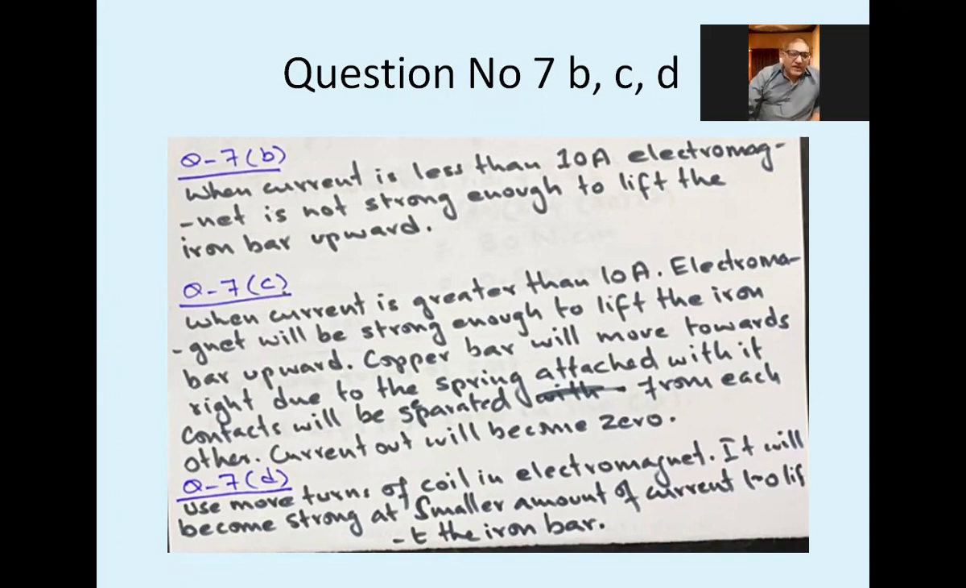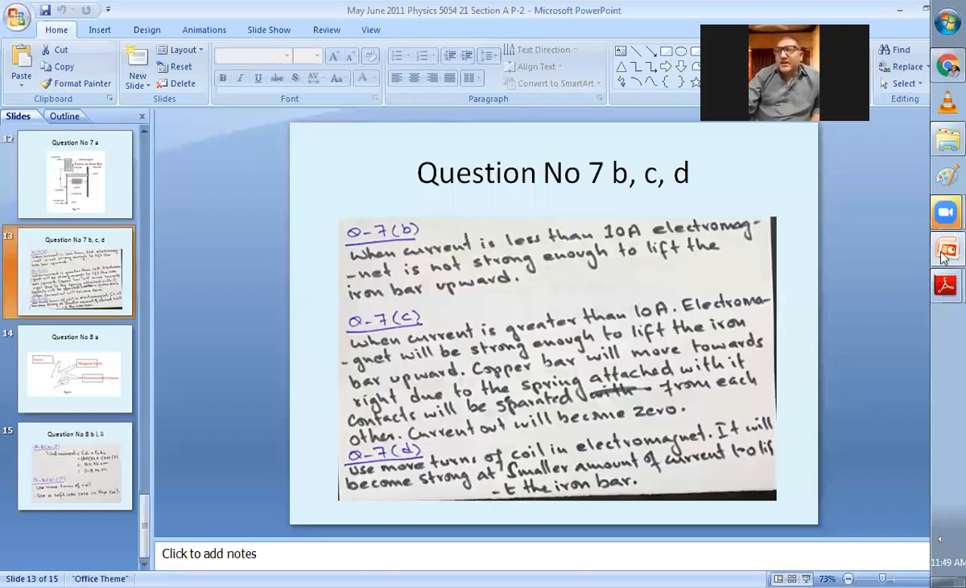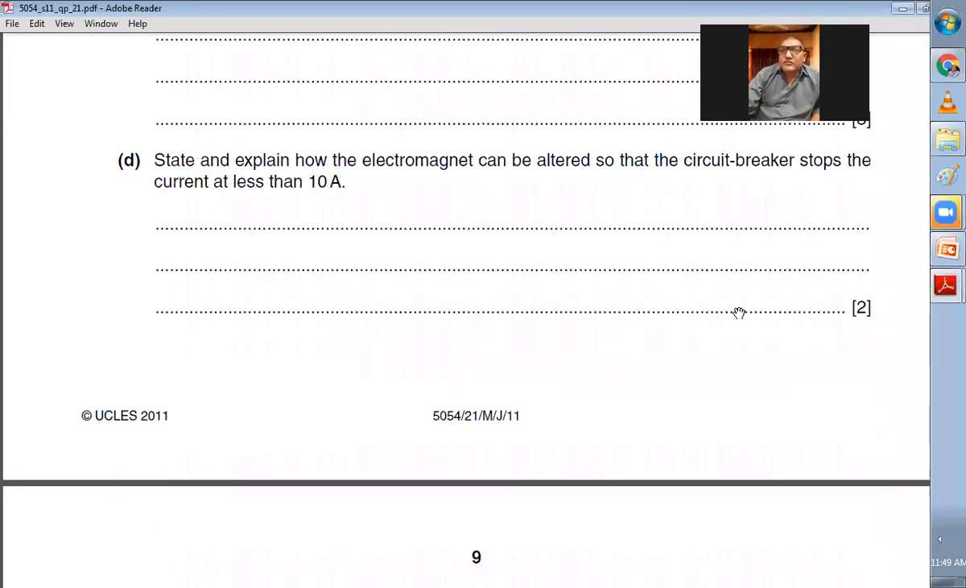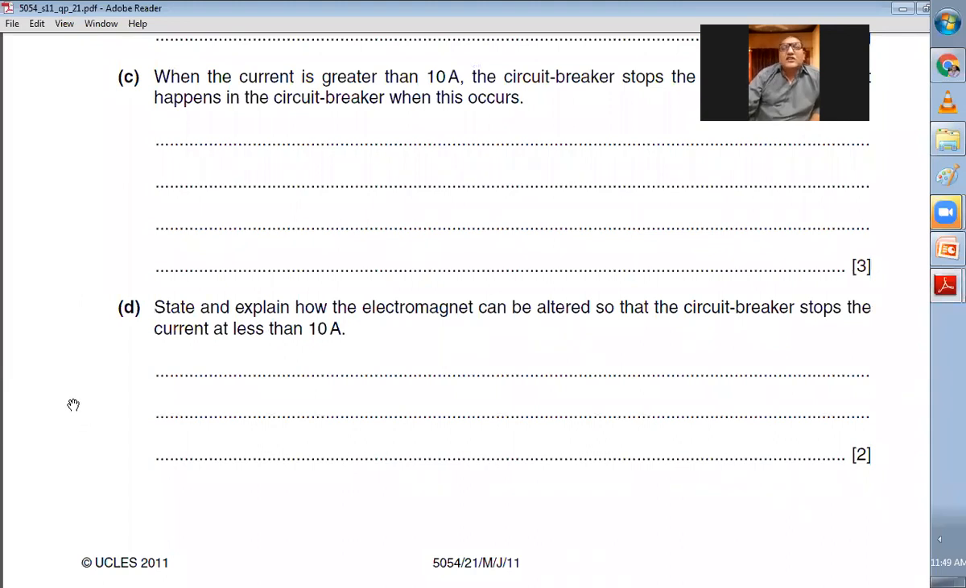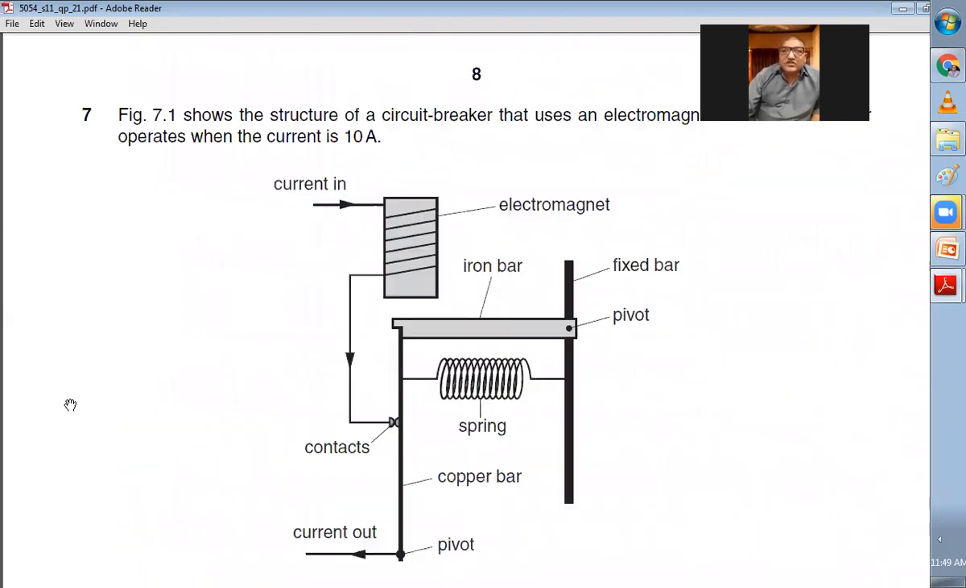So hopefully you will be able to write this answer, and let's see what the D part is, and then we will check the marking scheme. Okay. State and explain how the electromagnet can be altered so that the circuit breaker stops the current at less than 10 ampere. So how can you alter the electromagnet? What should I do?